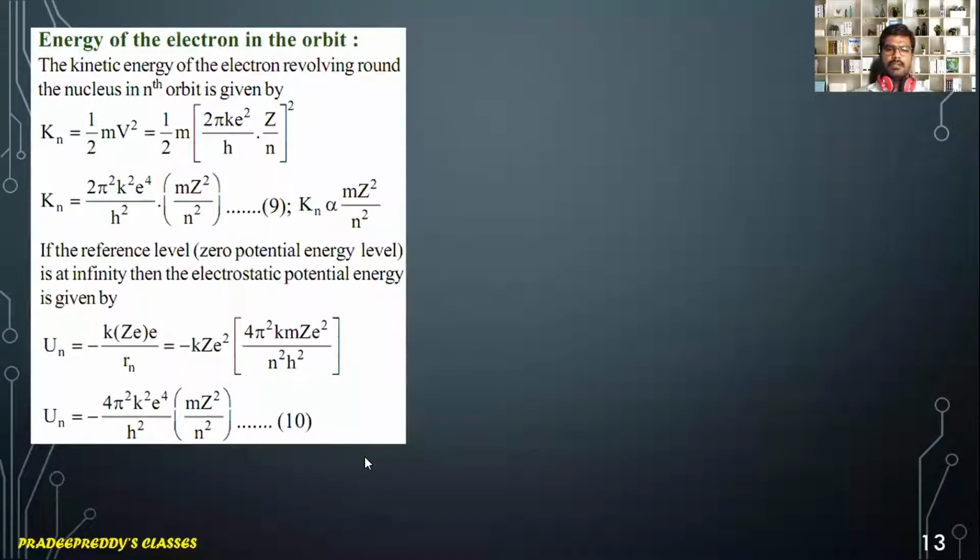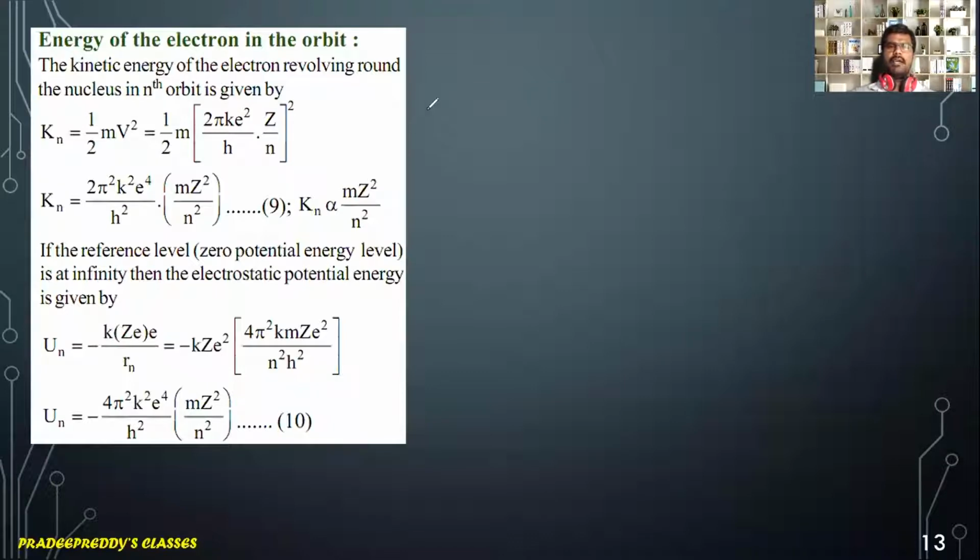Students, in the last video session, we derived equations for time period, frequency, velocity, and radius of an electron revolving in Bohr's orbit. We also learned outstanding features of Bohr's atomic model and Rutherford's atomic model. And today in this session, we will be finding the equations of energy of an electron which is revolving in Bohr's orbit.